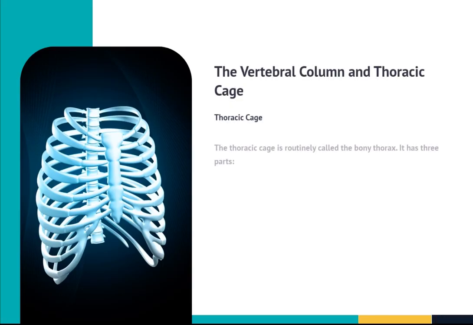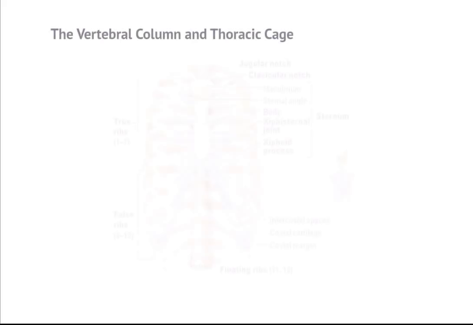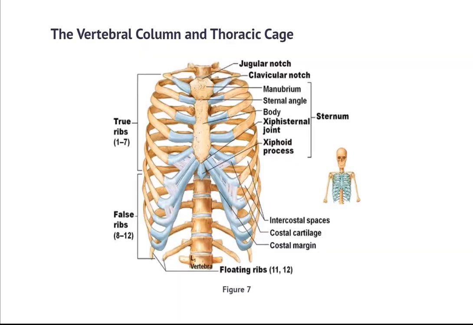Thoracic cage. The thoracic cage is routinely called the bony thorax. It has three parts: sternum, ribs, thoracic vertebrae. Figure 7.